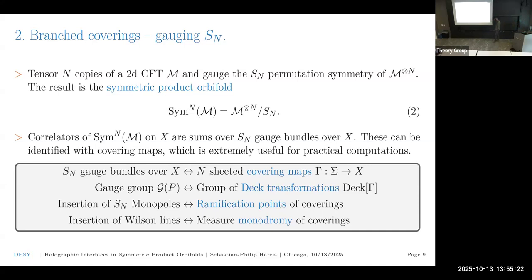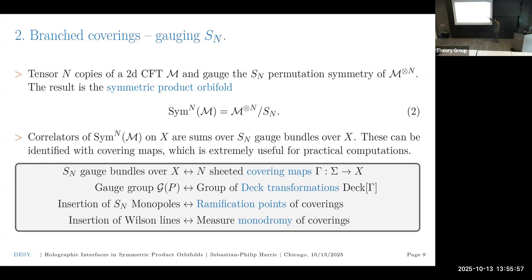And what is nice about symmetric product orbifolds is that S_N gauge bundles are in one-to-one correspondence with holomorphic covering maps, which are nice mathematical objects that have been well studied and which is useful for practical computations. This is why I'm now going to start by just reviewing some facts about holomorphic covering maps. In particular, the terminology that we need is dictated by the things from the gauge theory that we're interested in.